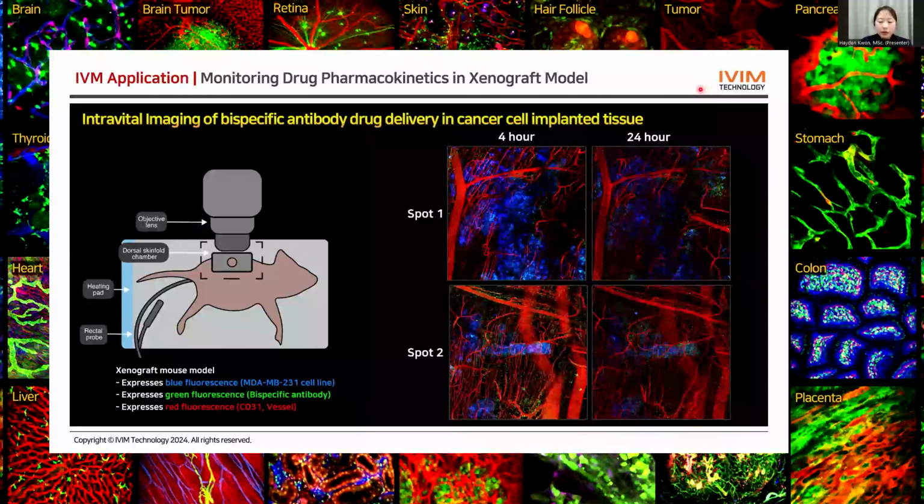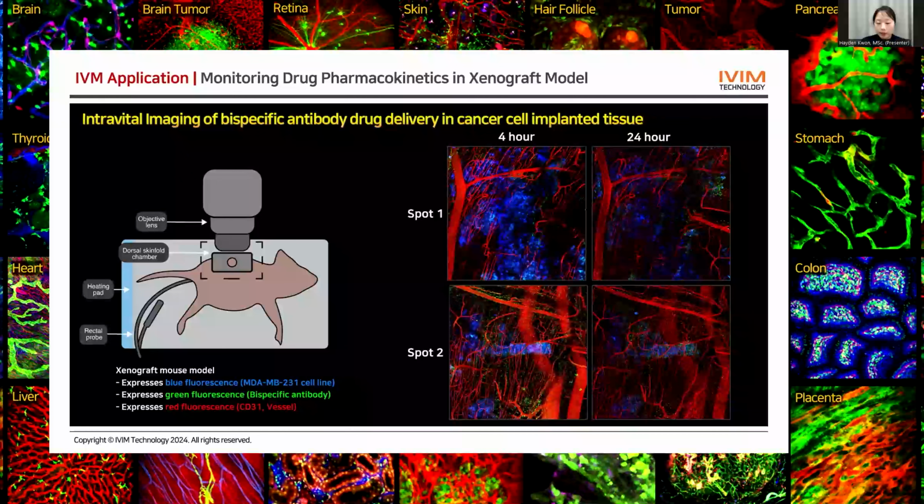And in another study, we visualized the delivery of a pharmaceutical bispecific antibody drug. A bispecific antibody drug is an engineered antibody capable of simultaneously binding to two different antigens, often used in cancer treatment to bring immune cells such as T cells directly to tumor cells. This dual targeting ability enhances immune response precision and also reduces off-target effects, making it a promising approach for more effective and safer cancer therapies.